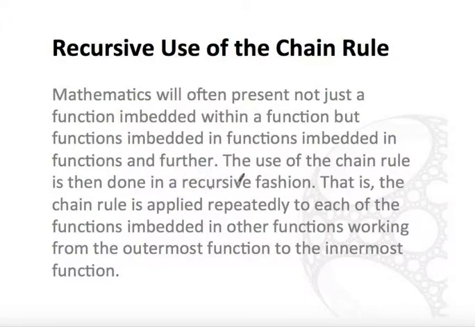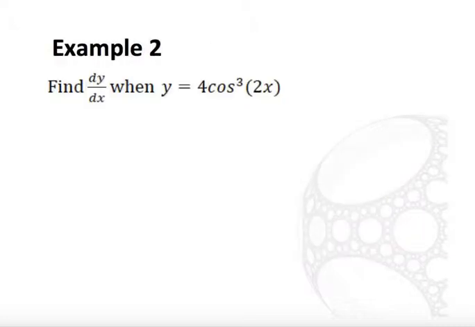When you've done so, or if you do so in the future, you need to use the chain rule in a recursive fashion. What we mean by that is that the chain rule has to be applied repeatedly. We apply it to the outermost function, and then work from the outermost function right into the innermost function, differentiating the outside each time, leaving the inside alone. Now, this doesn't make much sense without having a look at an example, so let's look at an example.